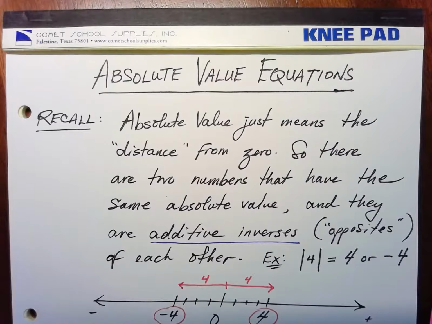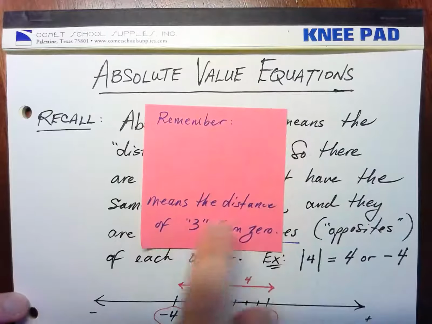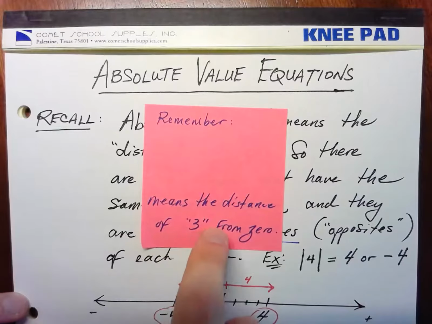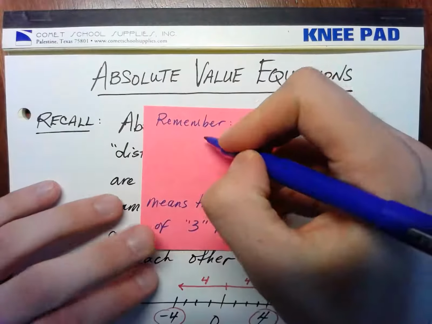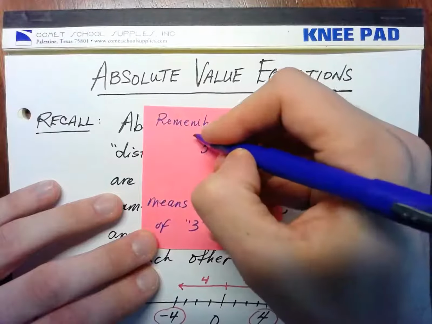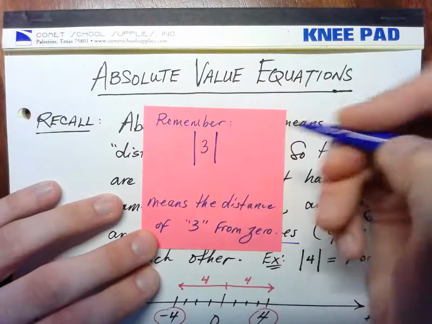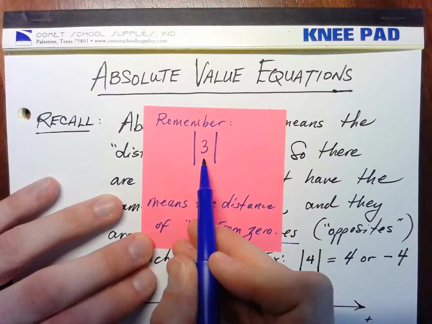We're going to start bending our algebra brains a little bit and think about absolute value. Before we start, just remember that absolute value means the distance from zero, okay? We write the number that we're interested in with big vertical bars around it, and that means the distance of 3 from 0.